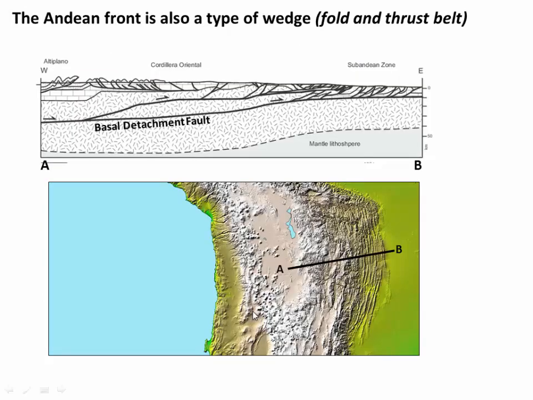Same situation in the Andes. If we look at a cross-section coming across the eastern side of the Andes at about 23 south, we see that the structural geology here is also a wedge. We have a basal detachment with a network of wedge-shaped thrust faults sitting above it, where thrusts have been stacking slices of rock one over the other.